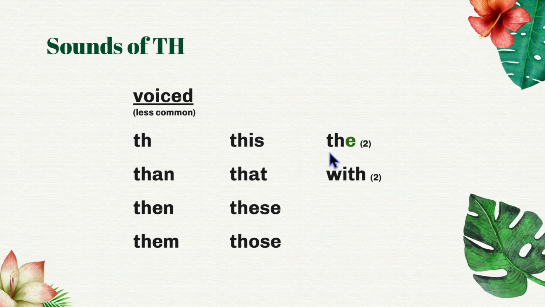This word could be pronounced two ways. For emphasis, we use a long E sound and say thee. Most of the time, the word is pronounced the. This word could be pronounced with either sound, with or with. Which pronunciation you use depends on the next word after it in the sentence.